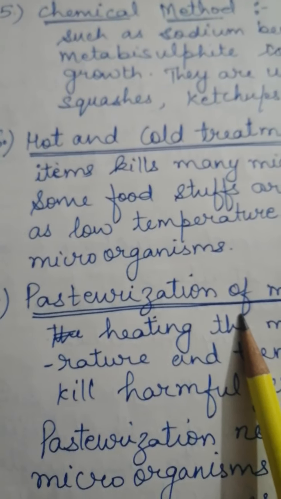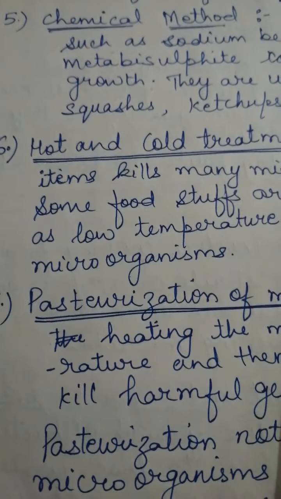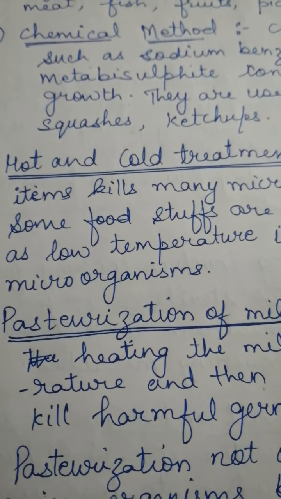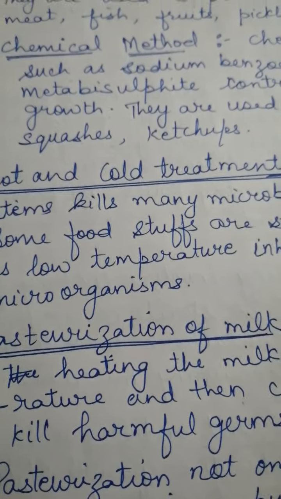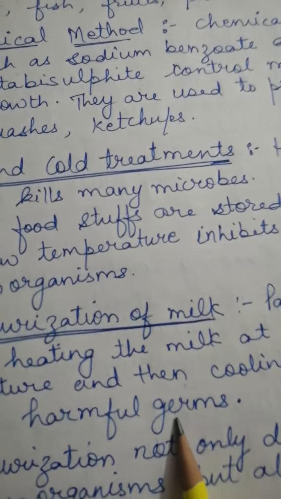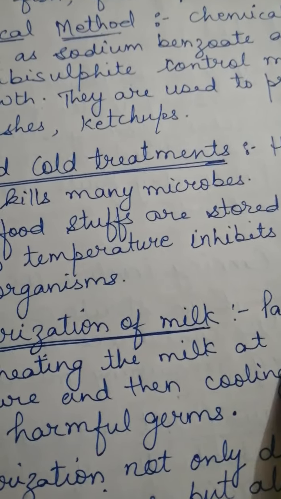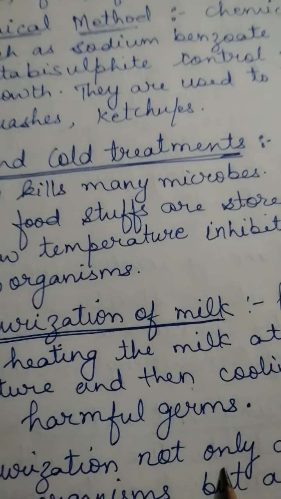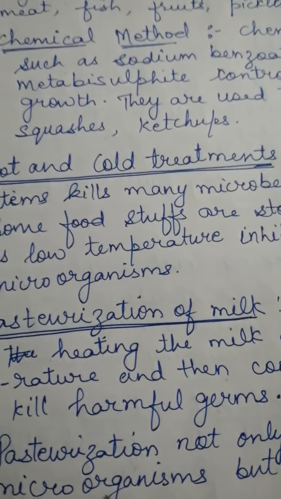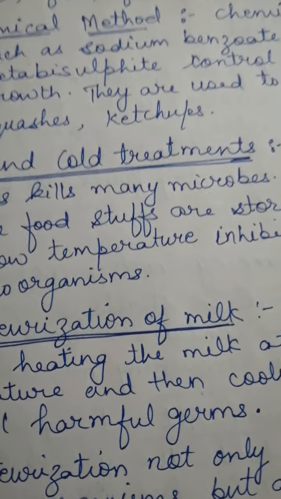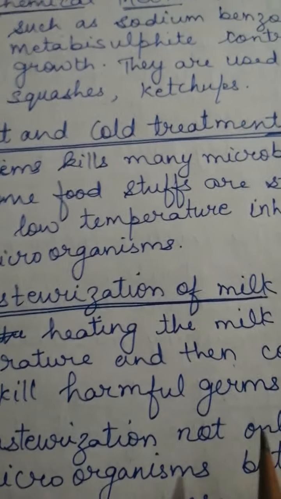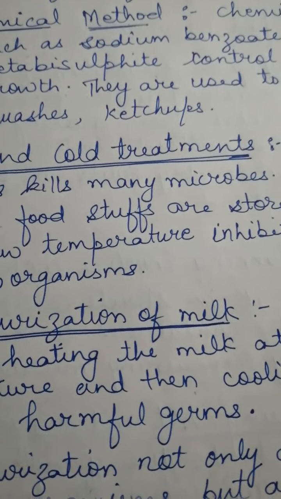Last, pasteurization of milk. Pasteurization means heating the milk at a high temperature and then quickly cooling it. What will happen with this process? The microbes, or the germs, will be killed in the milk, and the milk can be preserved for a longer time. So pasteurization not only destroys the microorganisms, but it also inactivates some enzymes. So our milk can be preserved from getting spoiled.